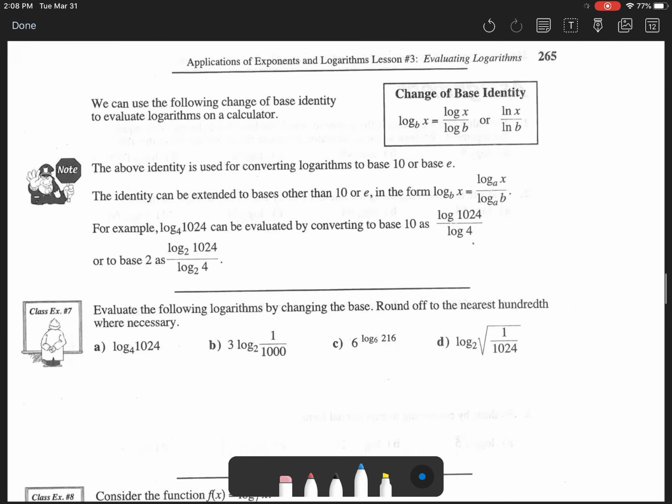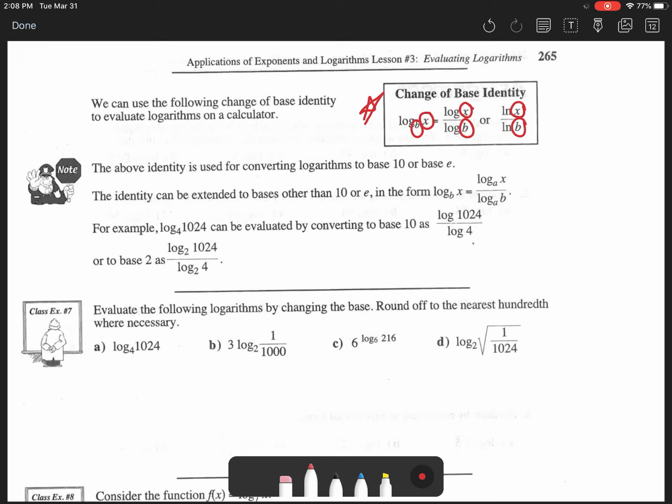Fantastic. So on the next page, it takes us to what we call the change of base identities, and those are just the rules that we were following in the last couple of examples on how to evaluate using our calculator. So if you take a look at the first one, when I have log base b of x, I'm just dealing with this box right here, it's log of x, so log of the argument over log of the base. So log x over log b, or if I want to use natural logarithms, the natural log of x over the natural log of b.